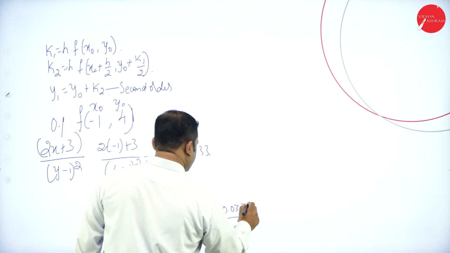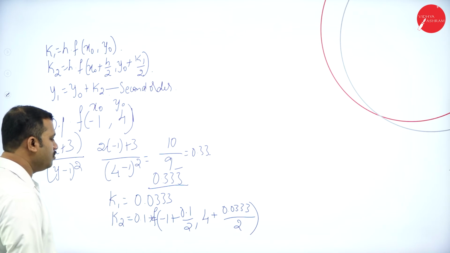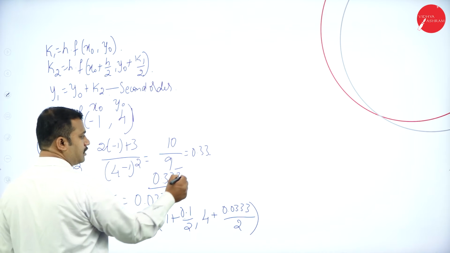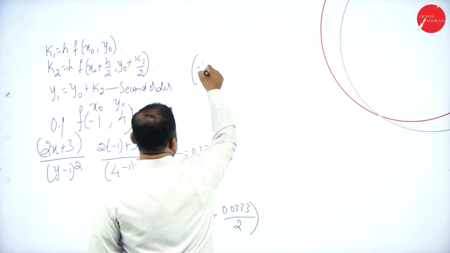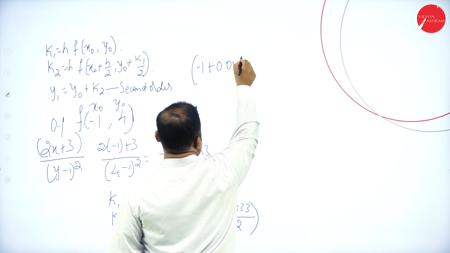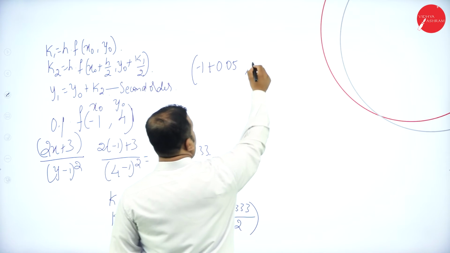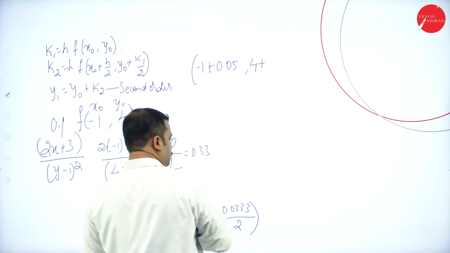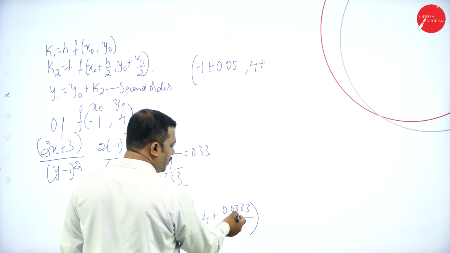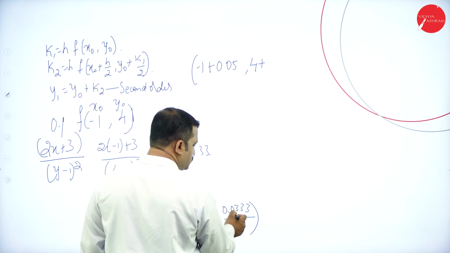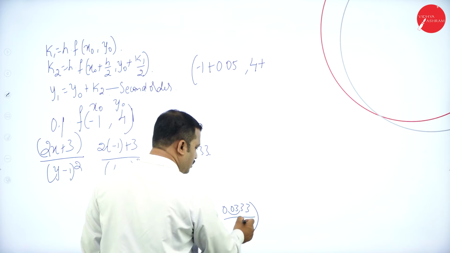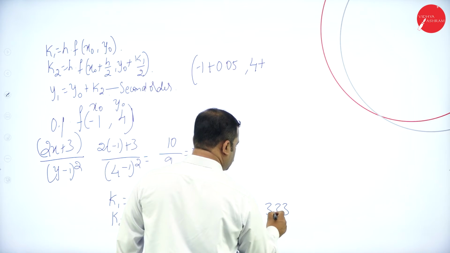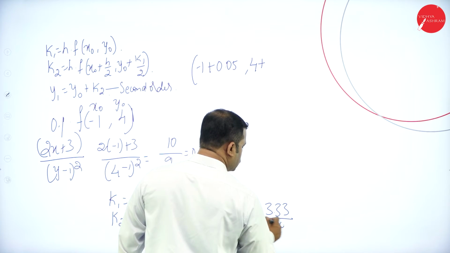0.0333 divided by 2. If I simplify this term, I get the value equal to 0.05, so -1 plus 0.05 comma this term, 4 plus 0.3, let me divide it by 2. If I divide it by 2, what happens? If I take the 2 towards this side, I will be adding 200. That is 3.33 divided by 200.